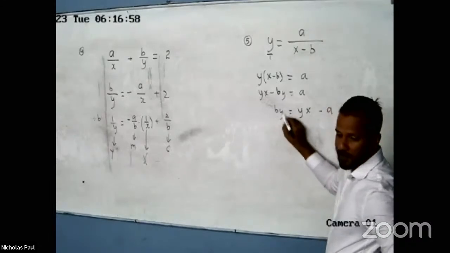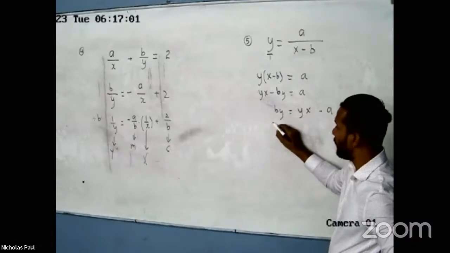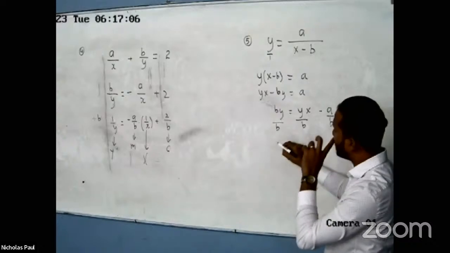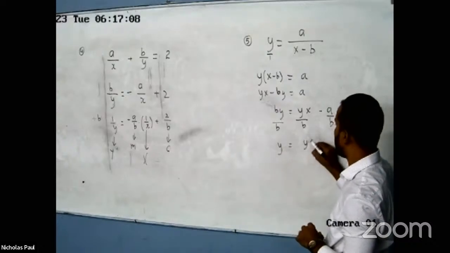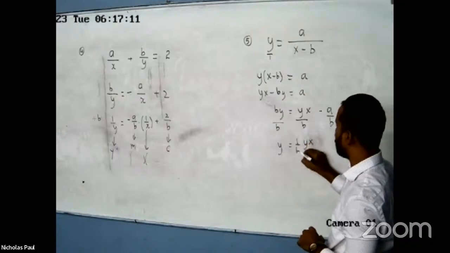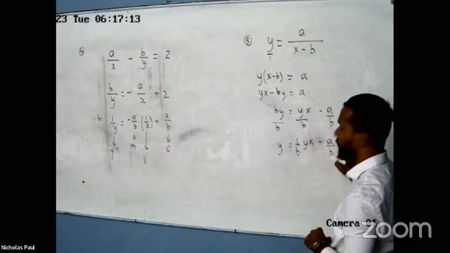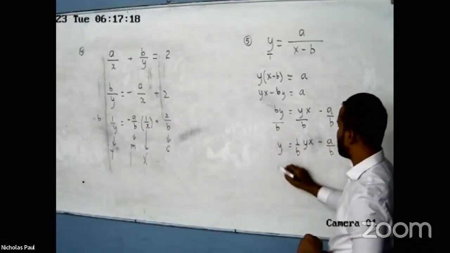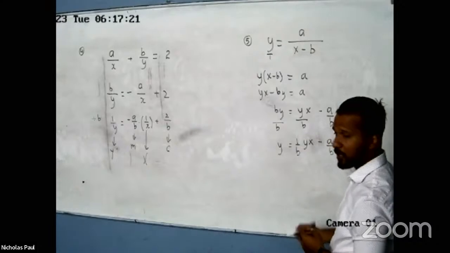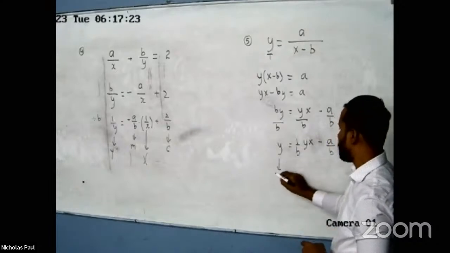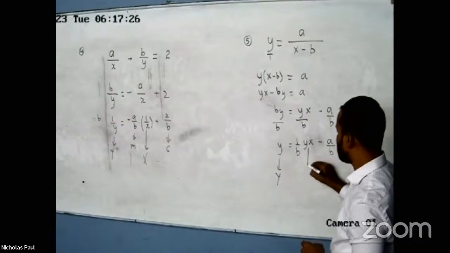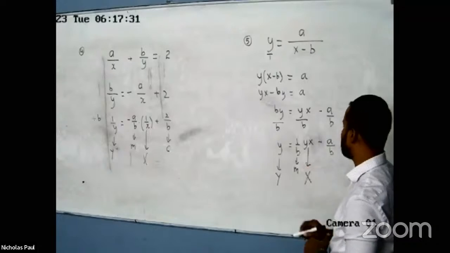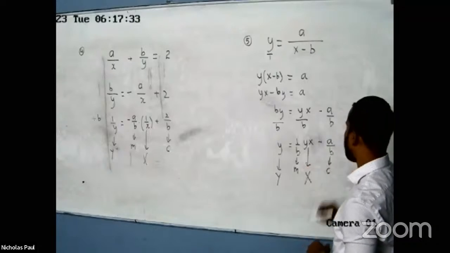What's the problem here? B, right? So let's divide everything by b. So we get y is equal to yx over b minus a over b. I divide everything by b. So how is this looking? This could work. Let's see. Could this work for y? Yes. Could this work for x? Yes. Could this work for gradient?